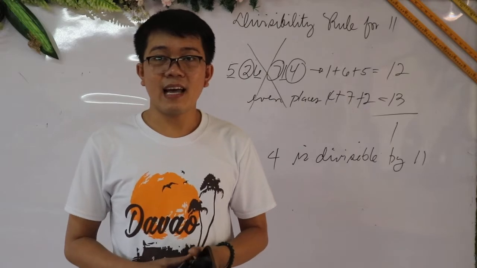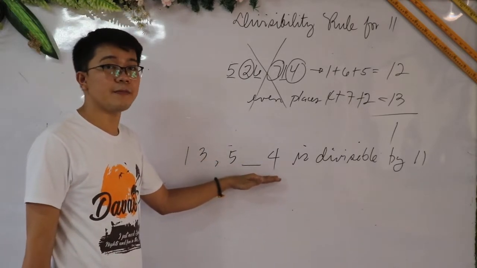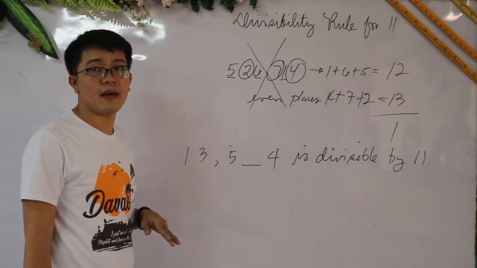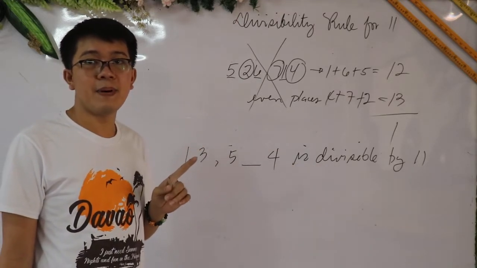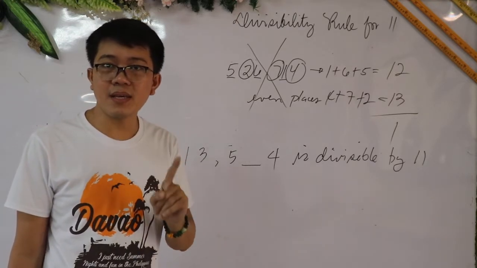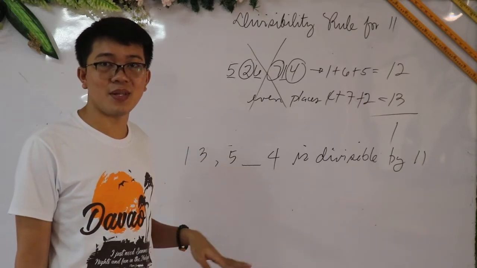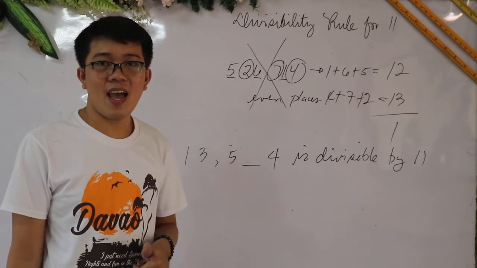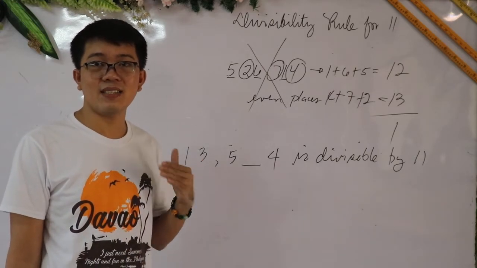So here's the task. I have here on the board 30,500 blank 4 is divisible by 11. Now I want you to look for that missing digit. But I have to add some twists. I want you to look for the biggest possible digit to make this statement true. I will answer that problem in the next video.